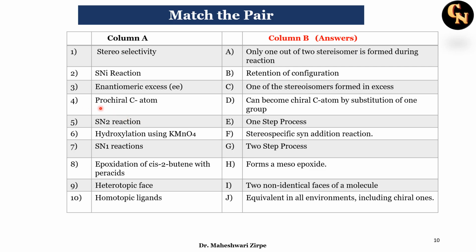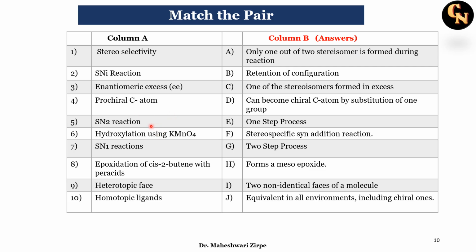Then the fourth one is prochiral carbon. We have already seen the definition of prochiral carbon, the carbon which has two identical atoms and which can convert the molecule into a chiral carbon. If the carbon center can be converted into chiral by replacing just one of the identical atoms by substituting that group, and we get a chiral carbon, then such carbon atoms we call prochiral atoms.